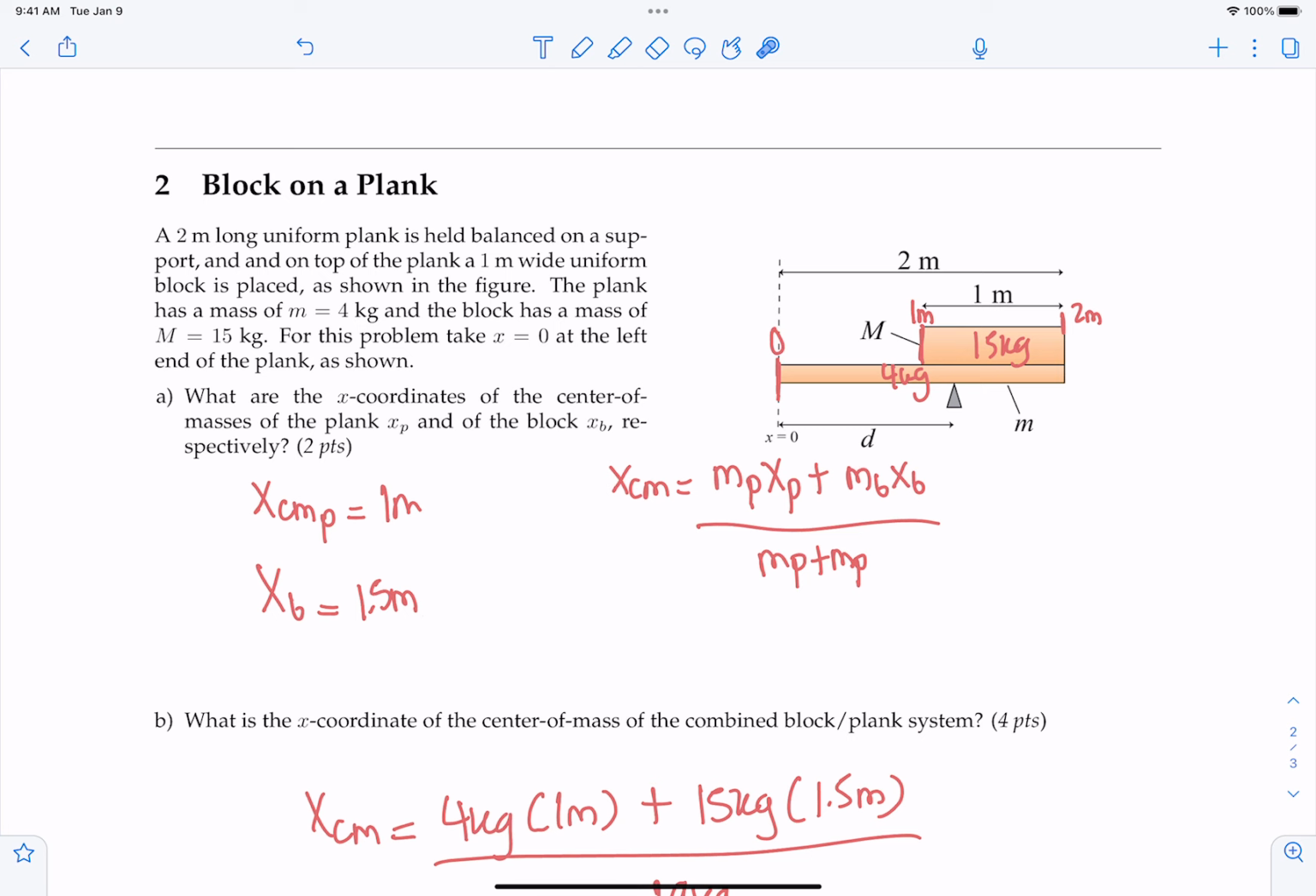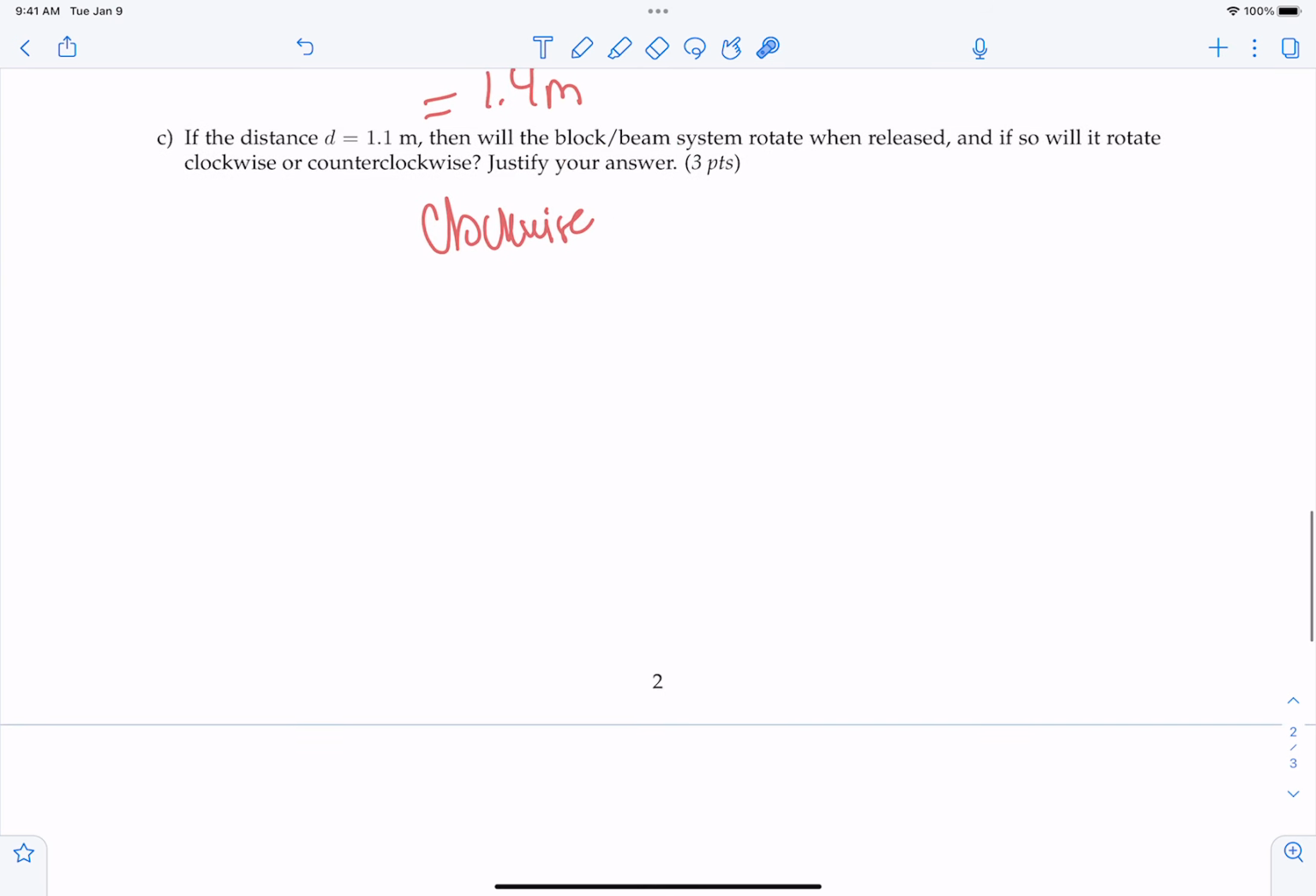Any questions at all about problem 2, or is it making sense? Yep.